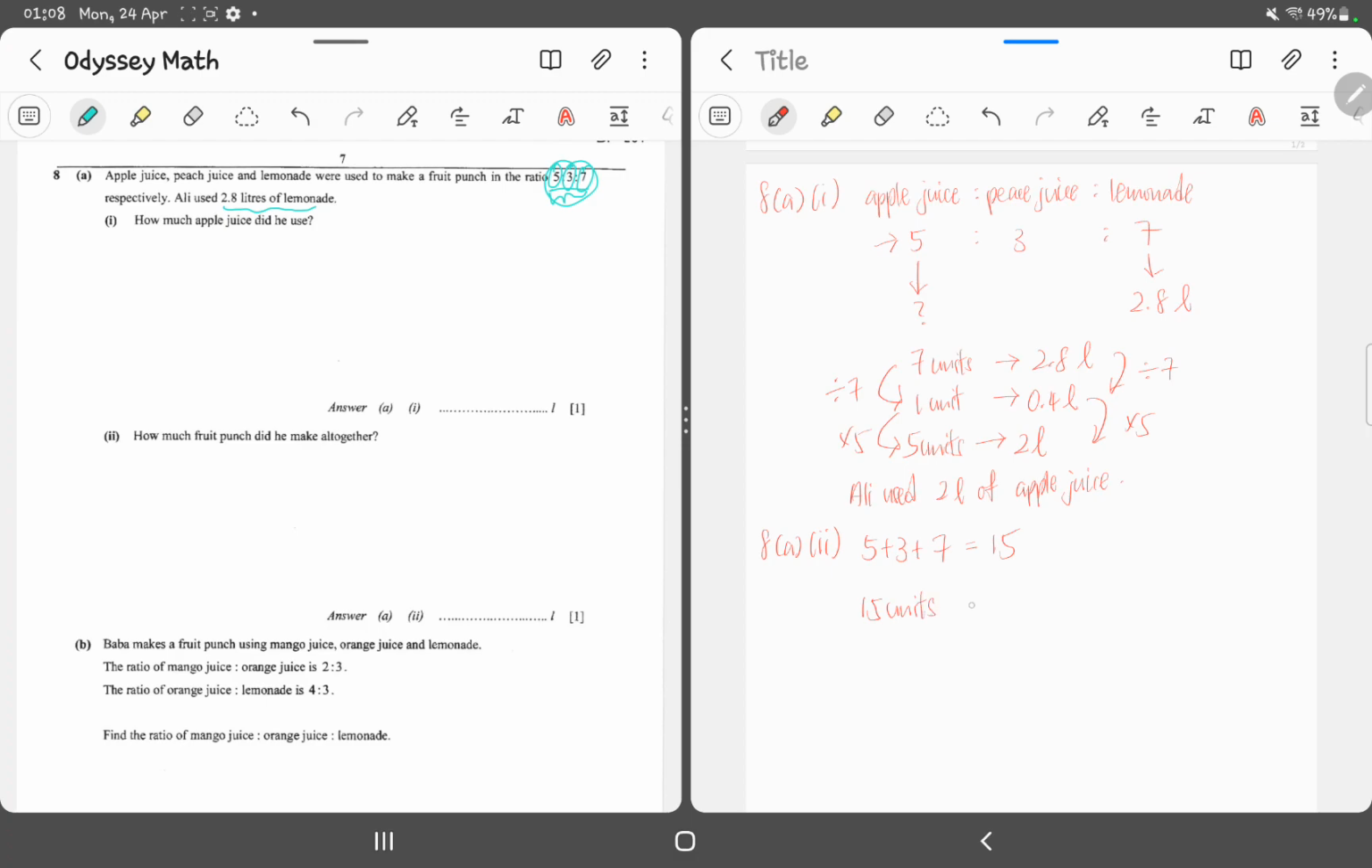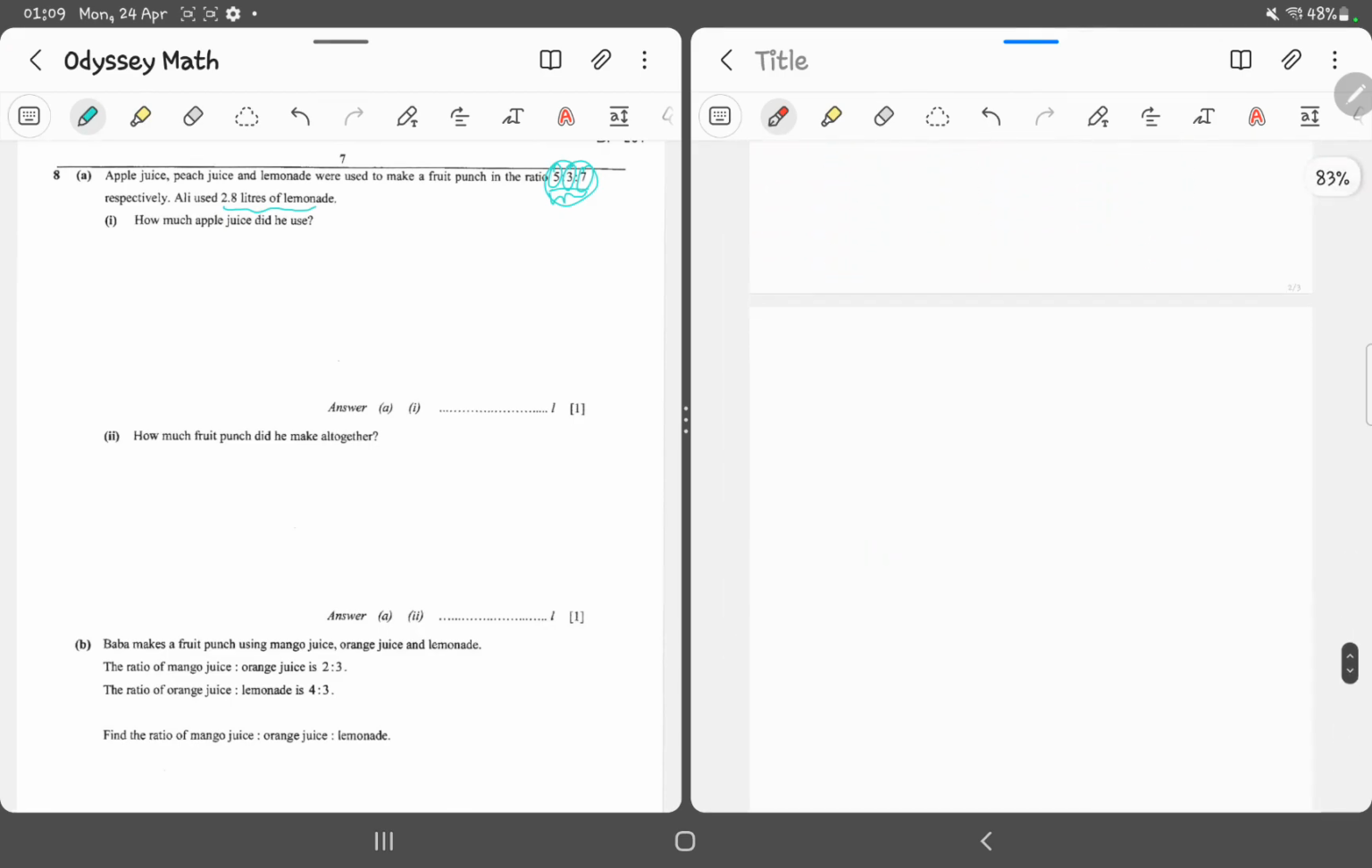So how many liters will be the fruit punch? So in this case, 15 units, right? So 1 unit is 0.4 liters, right? Which means that 15 units is 0.4 liters times 15. Okay, so that actually gives us 6 liters. So that means that 6 liters of fruit punch was made by Ali. Okay, so that sums up 8A part 2.